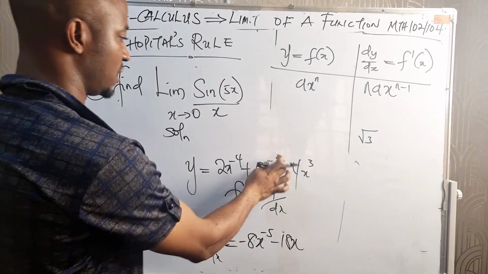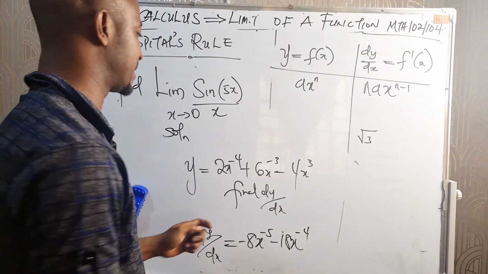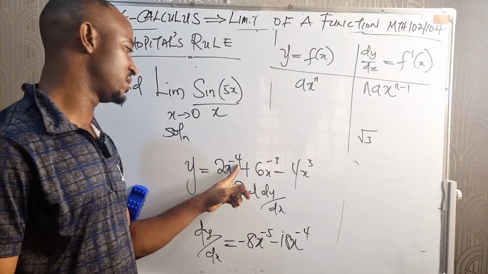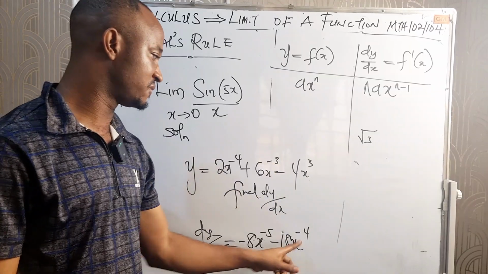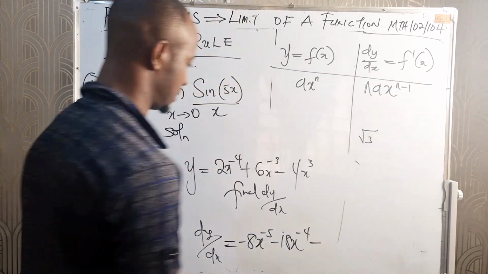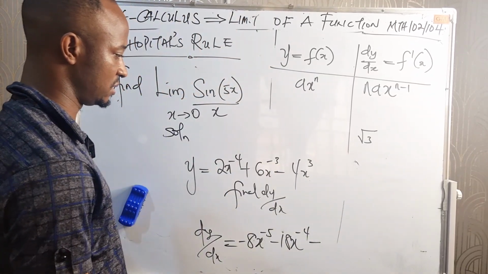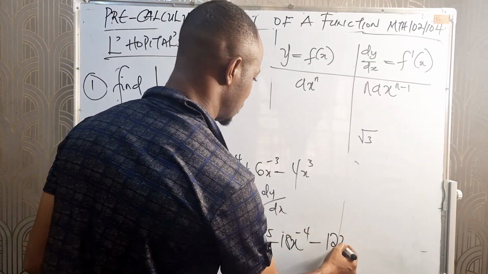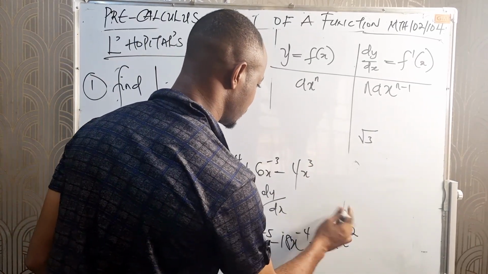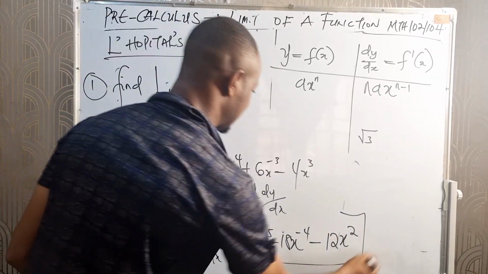X to the power of what? Minus 4. The rule says subtract 1. When you subtract 1 from minus 4, minus 4 minus 1 is what? Minus 5. Minus 3 minus 1 is what? Minus 4. Then here we have minus. Don't forget. 4 times 3 will give us what here? 12. 12x to the power of what? 2. This is the final answer here.